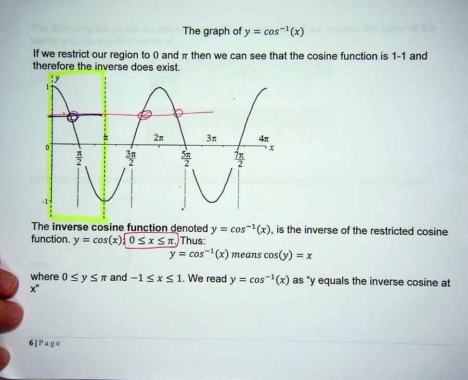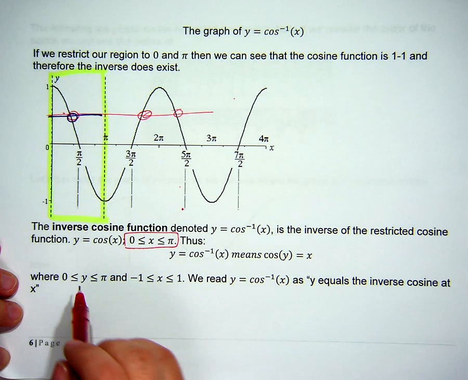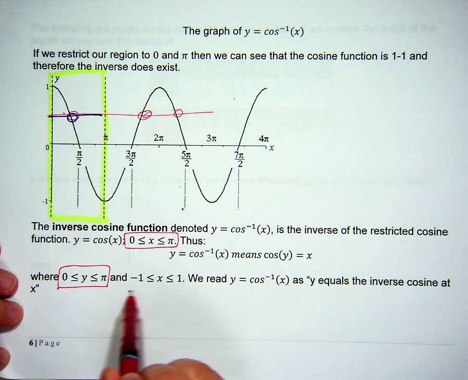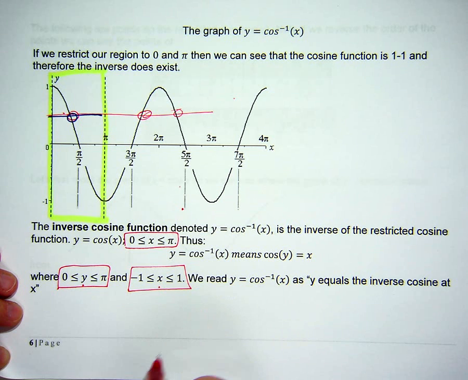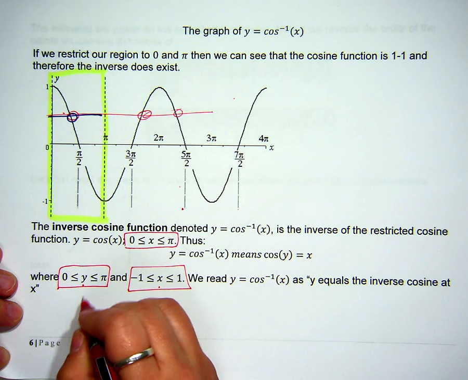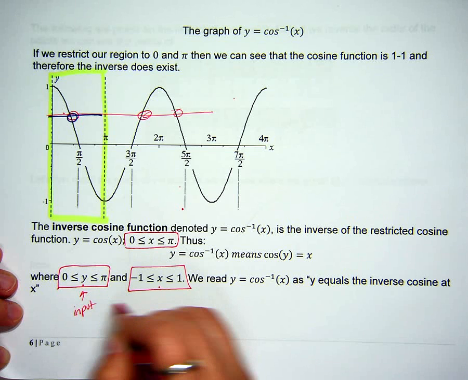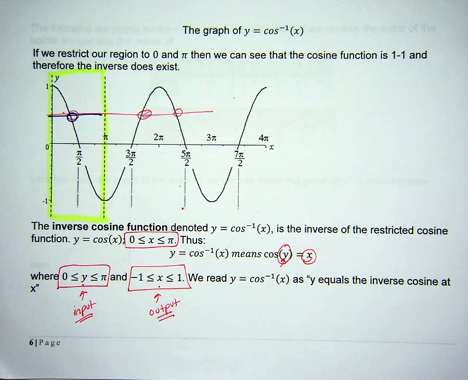Alright, what are my values that I have to look at? Well, your domain here can only be between 0 and pi. Your range can be between -1 and 1. Please do not think about y as range and x as domain. Think inputs, outputs. This is input. This is output. Input is domain, output is range.